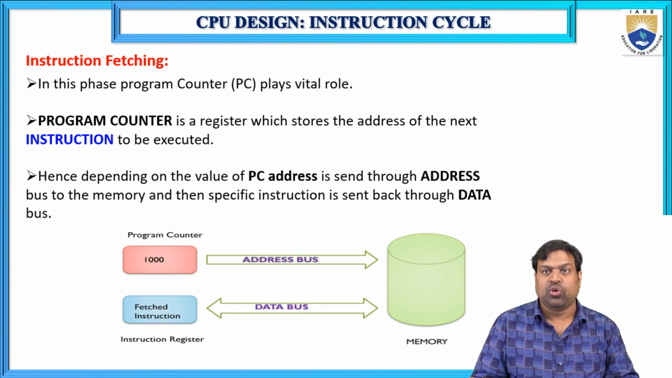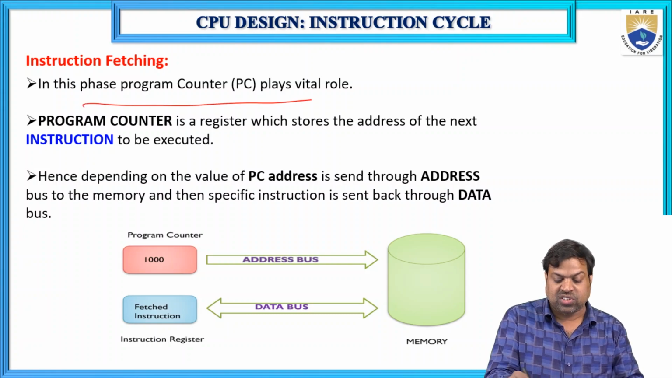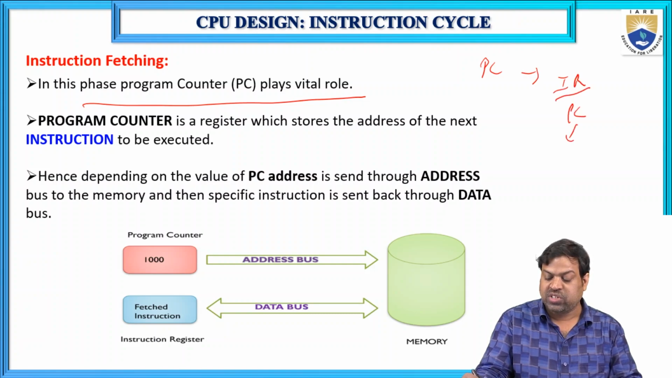In this phase, the program counter plays a vital role. Program counter is a register which stores the address of the next instruction to be executed, and hence depending on the value of PC, the address is sent through the address bus to the memory, and then the specific instruction is sent back to the data bus. Okay, up to now we discussed only the instruction register, IR. After that I am going for the PC, that is the program counter.